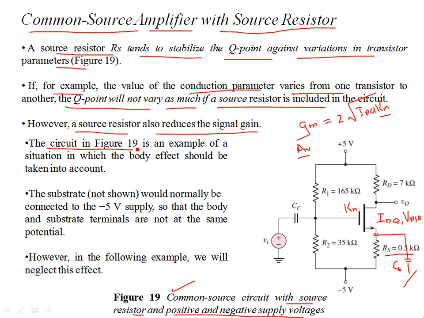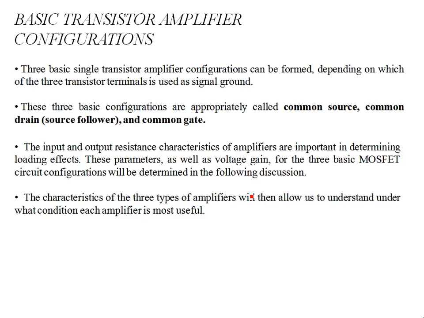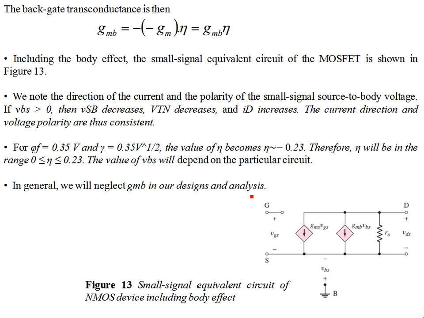The circuit in figure 19 is an example of the situation in which the body effect should be taken into account. If you recall, the body effect occurs if you have a potential difference between the source terminal of the MOSFET and the body or the bulk. So if there is a non-zero source to bulk potential, then you might have an AC component vsb, which you have to include in the small signal model. You have to include a back transconductance gain, that is eta gm, if you recall.